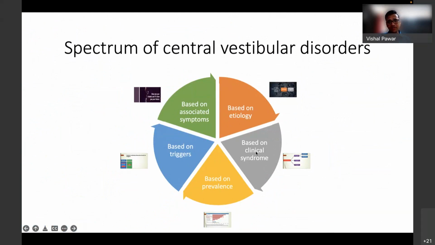We have not even gone to clinical syndromes, prevalence, triggers. I think it's better I stop here and I take questions on this.